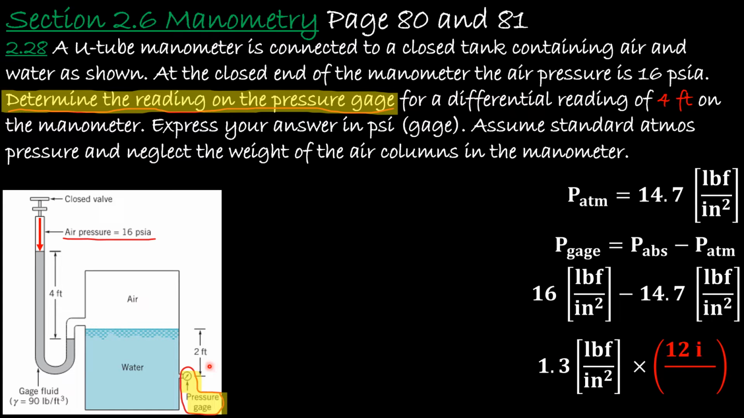And remember that, in this problem, we have the height in feet, and the given gauge fluid specific weight is also expressed in feet cubed. So we can convert this from inch squared to feet squared. As you know, 12 inches is equivalent to 1 foot, so inch squared will cancel and it will give you feet squared. So we will multiply 1.3 times 12 to the power 2, or 144. So here we were able to convert the air pressure from absolute to gauge.